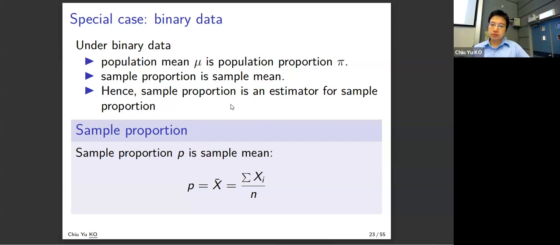So the first thing actually follows directly from the proportion. The sample proportion is the sample mean, right? There's nothing new there. Just to remind you, with binary data, values are 0 or 1. The leading example I have often used is: what is the percentage of females among undergraduate students in Shanghai? I think it's like 68 to 70%.